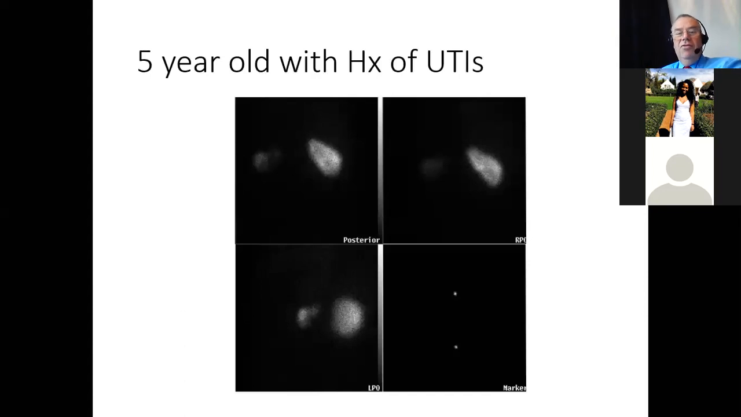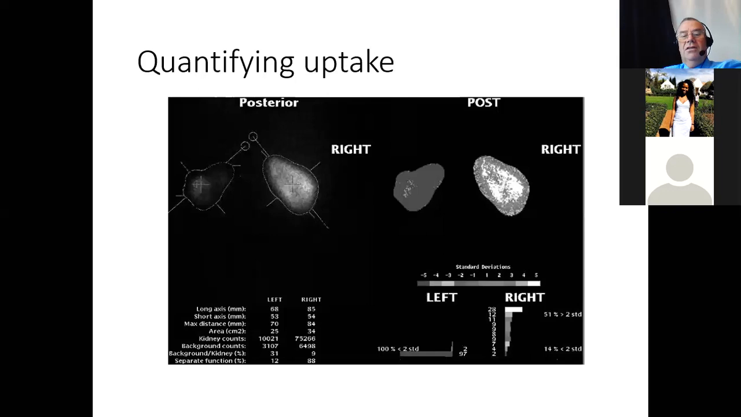So here we have a 5-year-old with a history of repeat UTIs, and you can see here very clearly that there's one kidney that looks very normal. If you look on the posteriors, that's the right kidney. And the left kidney looks very abnormal. I think most of us would be very happy to say that there's scar in the left kidney, but the right kidney looks like it's unscarred. You can confirm that by doing quantification, which shows that little bit of remnant on the left.